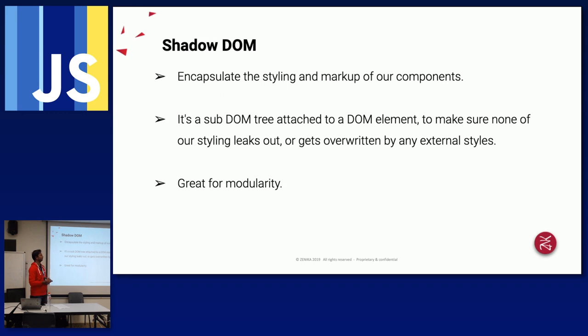Next one is Shadow DOM, which is basically to encapsulate your styling and markups. Whenever you define a Shadow DOM, it basically attaches a DOM subtree to your DOM root. That DOM subtree is encapsulated and doesn't get overridden by your global scope CSS or markups. It's really great for modularity, so that you can use those modular components anywhere in your application.